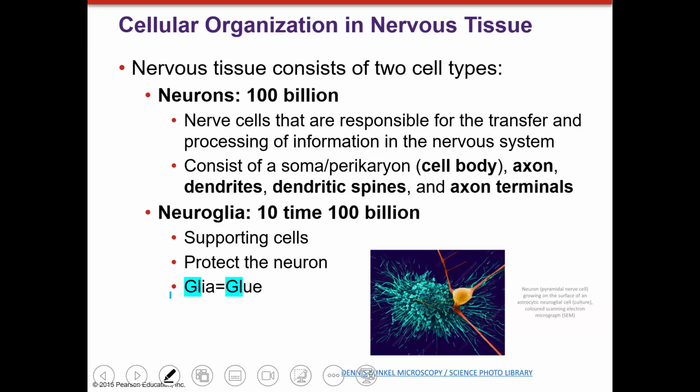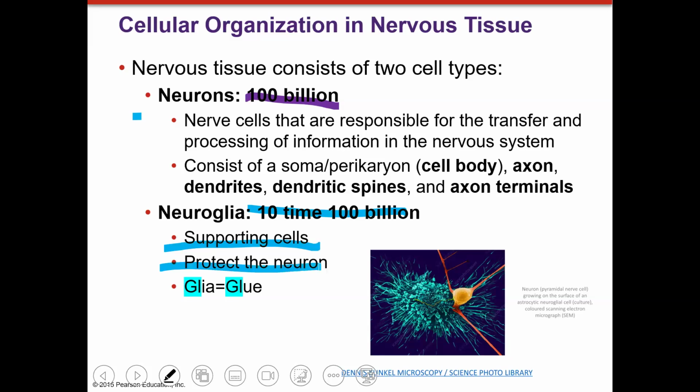So the neurons, we have 100 billion of them, right? In comparison, neuroglia have 10 times that 100 billion, okay? Our neurons are nerve cells that are responsible for the transfer and processing of information in the nervous system. They consist of a soma, or the cell body, the axon, the dendrite, the dendritic spine, the axon terminals, what we just looked at. And then the neuroglia are more supporting cells.